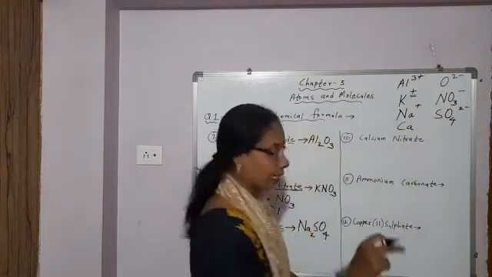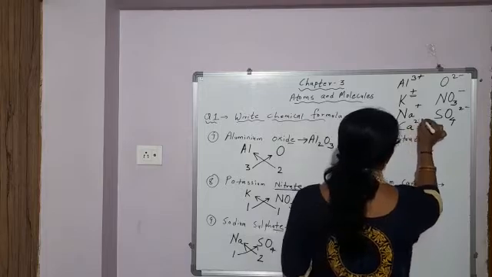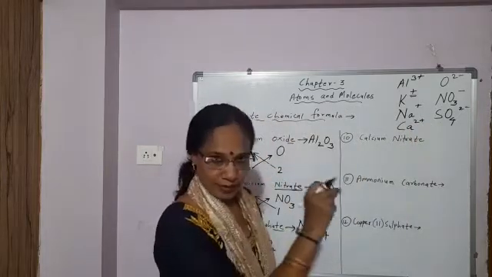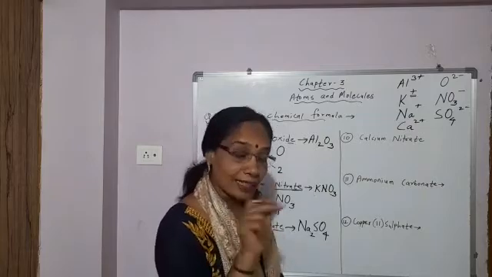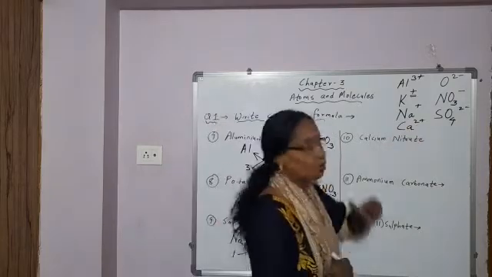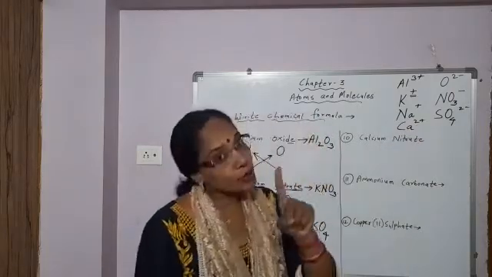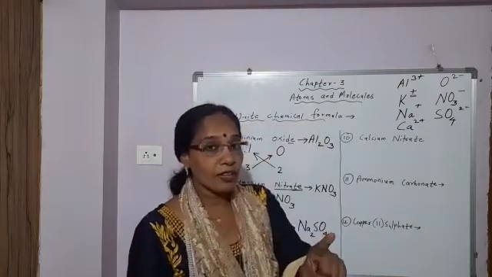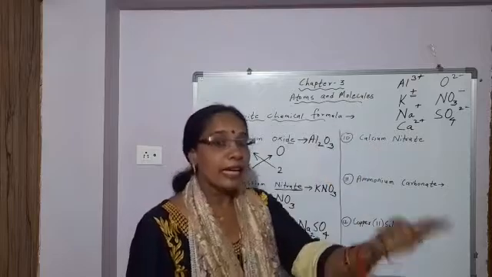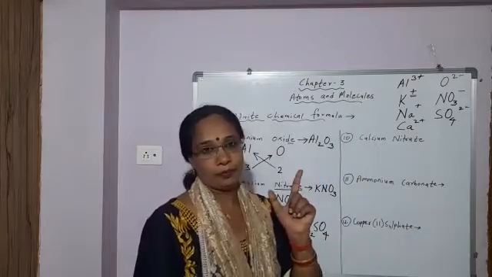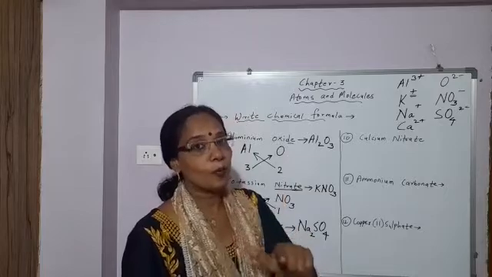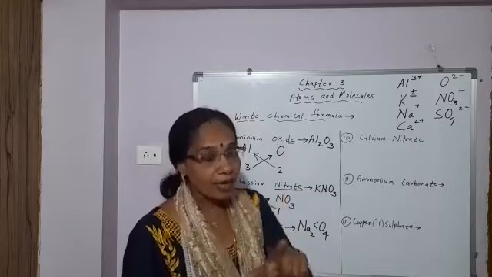Next, calcium. What is the symbol of calcium? Ca, and it is again a positive ion, 2 plus. It is losing electrons, so positive sign. How many electrons is it losing? 2. So what is its valency? 2. Again I repeat, what is valency? The number of electrons an atom loses, gains or shares to attain the electronic configuration of its nearest noble gas. That will be its valency.